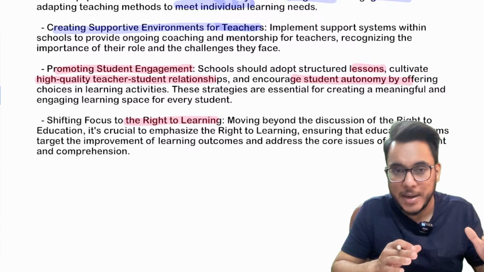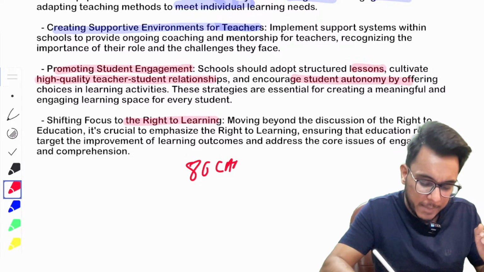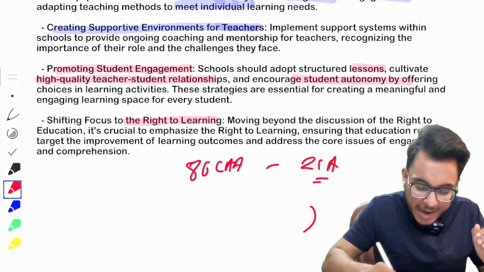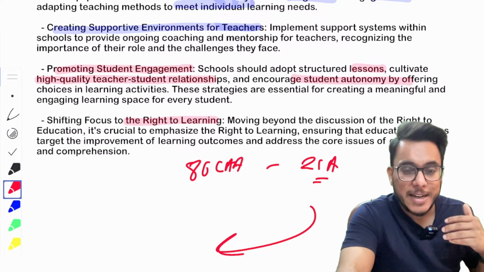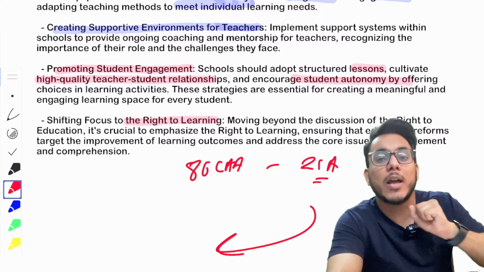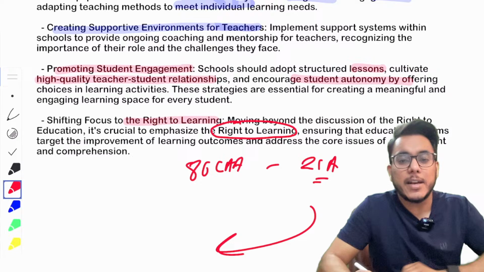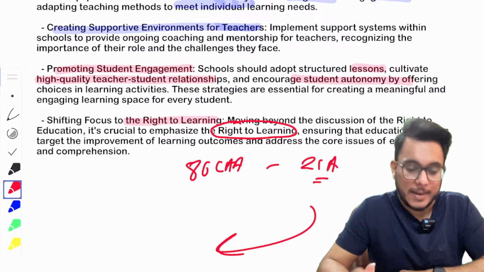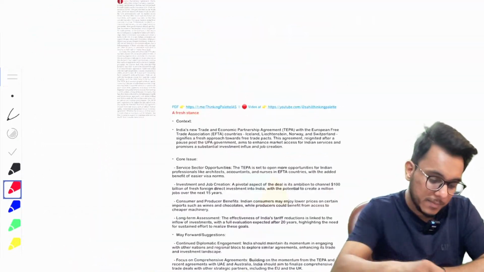Now see, what happened, the government through the 86th Constitutional Amendment Act introduced Article 21A, the right to education. But within the educational institution, is learning happening or not? So we need to move from right to education to right to learning, where the output of learning should also be focused. So that is all, guys, about this particular article. I hope you have understood it, and now let's move to the next article.